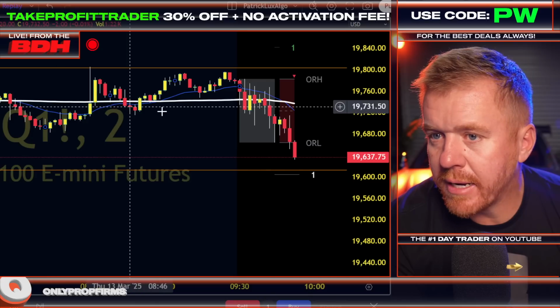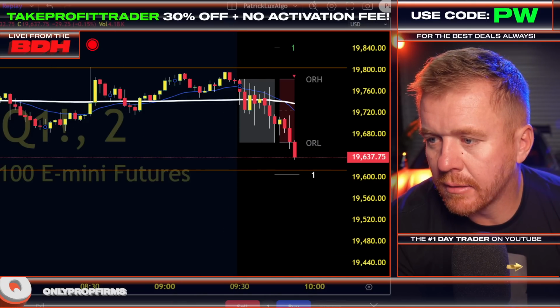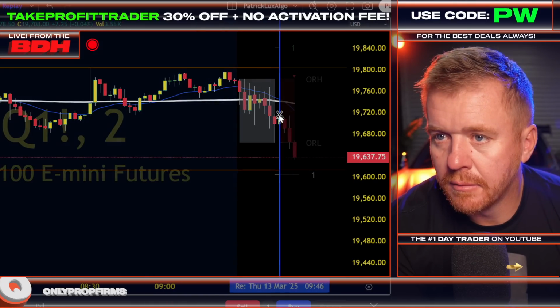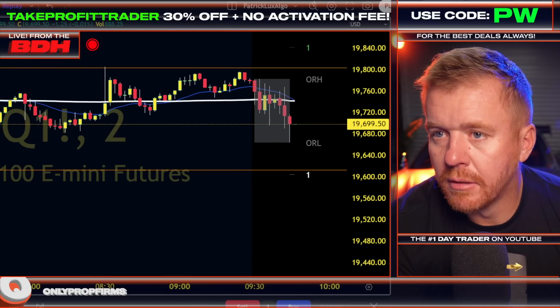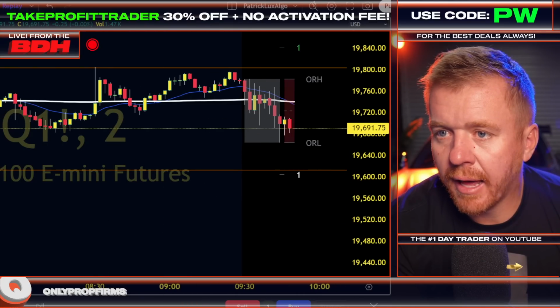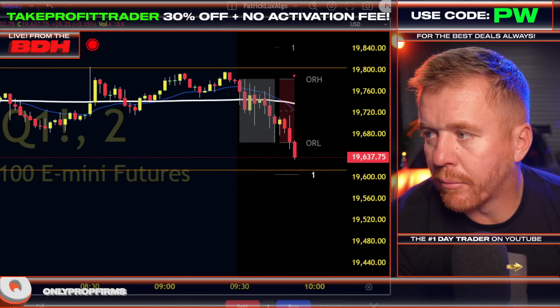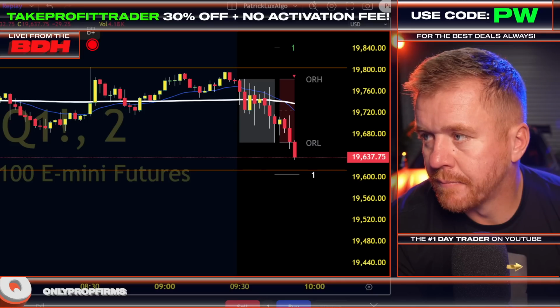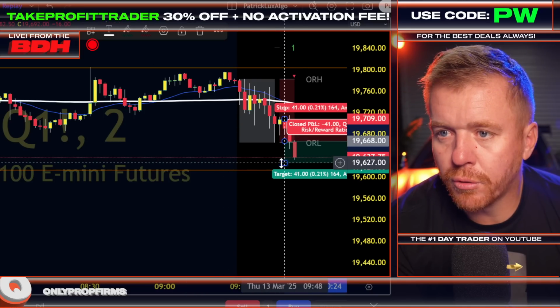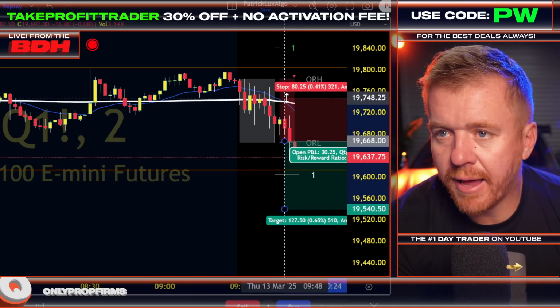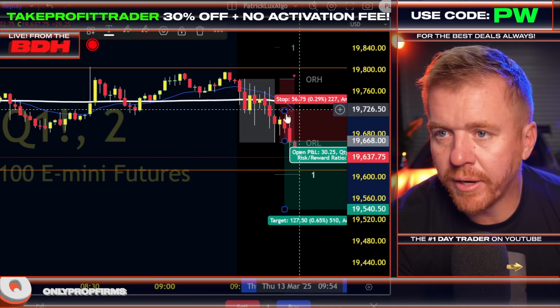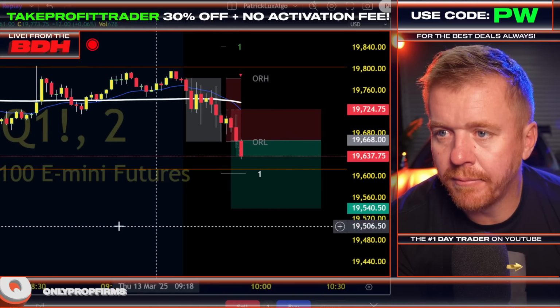All right, we've got our break to the downside here. Let's go back. Basically right here, we would have had that 15-minute range set. We got the break. And now we're short. Looking for a move down. Our stop is 50 points, the middle of that 15-minute range again.